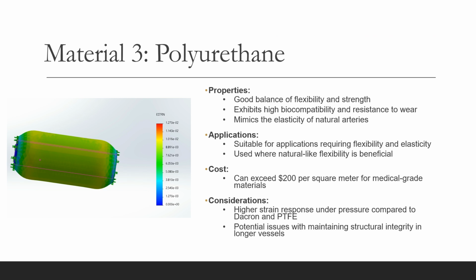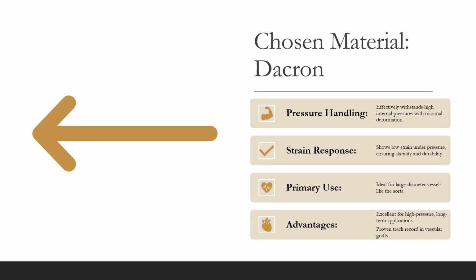And the third material is polyurethane. This one has a lot more bend, a lot more strain. It's more malleable than the other 2, and it's also the most expensive. It could exceed $200 per square meter. It's suitable for flexible areas, and you can see on the left it has much more strain than the previous material, the Dacron. Looking into this, I didn't figure it was a good material for my application, so I moved on with the chosen material here.